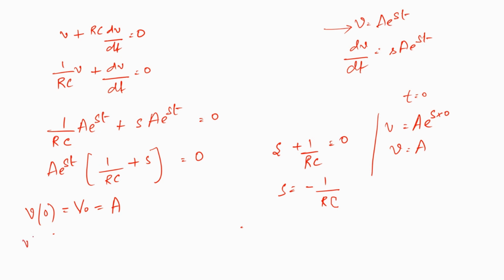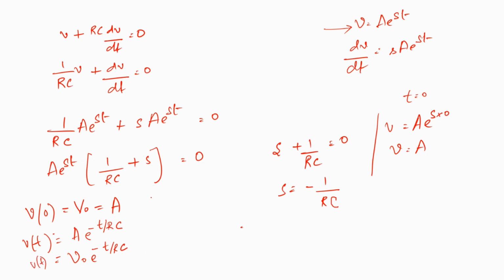So I can find the expression of V of t, and that would be A e power minus t by RC. So here A is nothing but V naught. I can replace it as V naught e power minus t by RC. So when I take the inverse Laplace of this is what I get. So this is the expression for V of t.